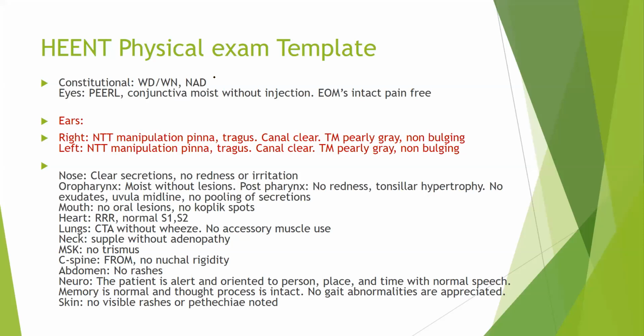All right, so here's kind of the template for a normal ENT exam. You've got your constitutional, and then you've got their eyes. Pupils are equal and reactive to light and accommodation, so that could be an A at the end also. The conjunctiva is moist, there's no injection, the movements are normal and pain-free. And then you go into the ears. This is just a normal exam. Non-tender tip manipulation of the pinna and the tragus. The canal is clear, the tympanic membrane is pearly gray and non-bulging. And then you can go into the duration of that exam, which I will let you look at in your own time.